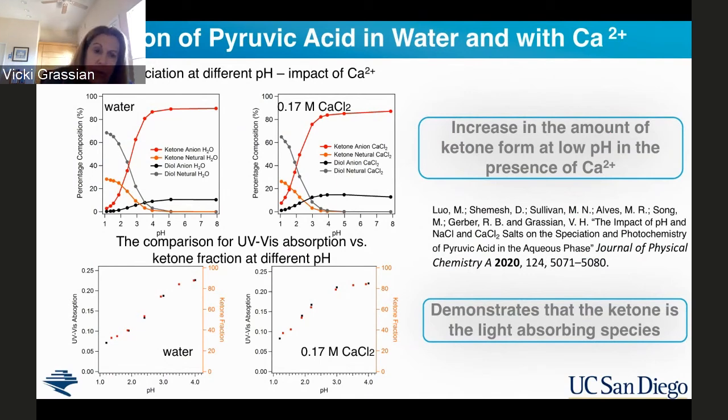The other thing we showed on the bottom part is the fact that we could map out the UV-vis spectrum just based on how much of that ketone versus the diol form that we have present. So we really show that it's the light absorbing component that's interesting.